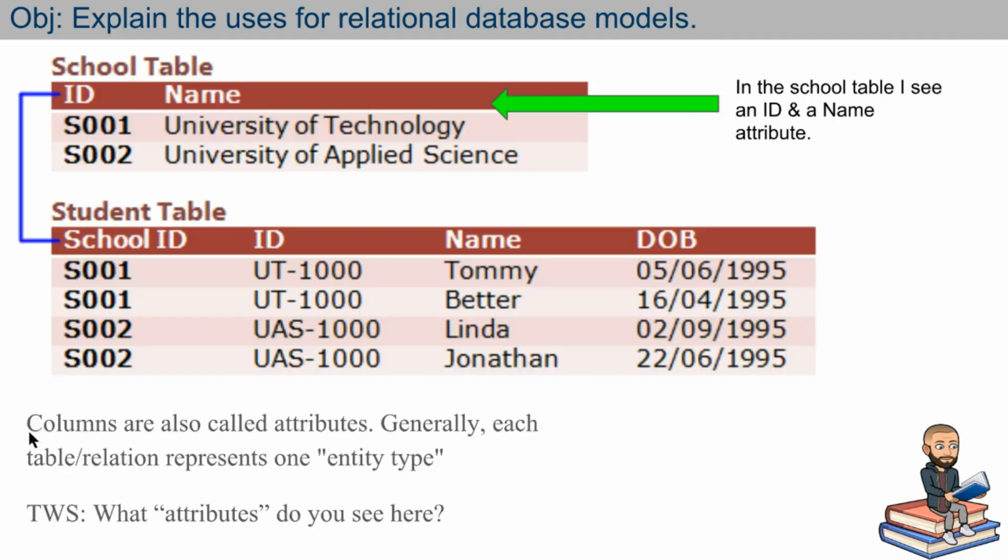No. Going back to this table, columns are also called attributes, so generally each table or relation represents one entity type, it's called. So my question on this slide, what attributes do you see here? In the first table, I see an ID and a name attribute. What type of ID do I see? Not a student one, I see a school ID.